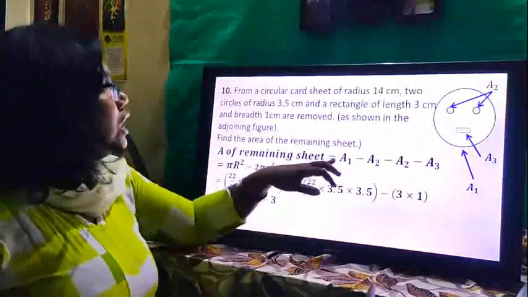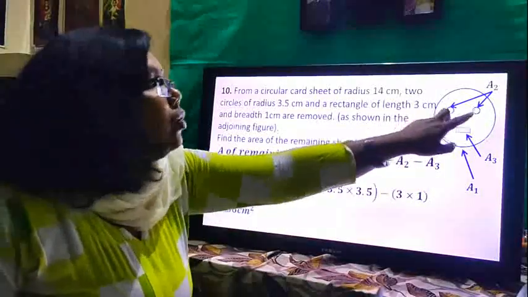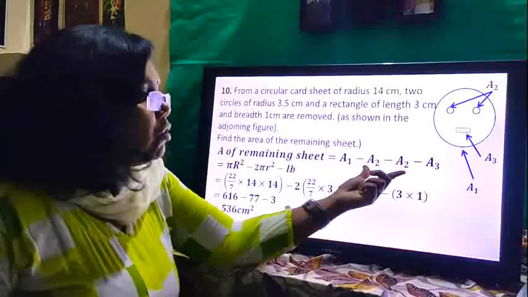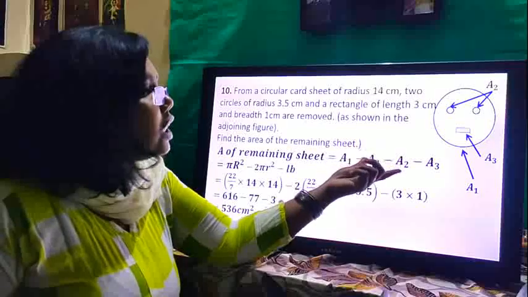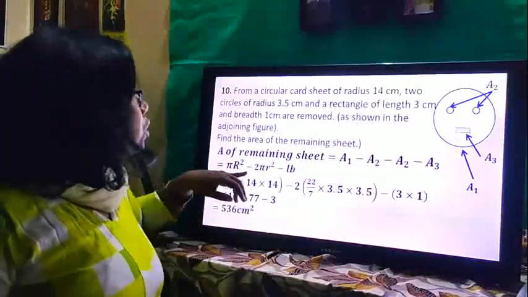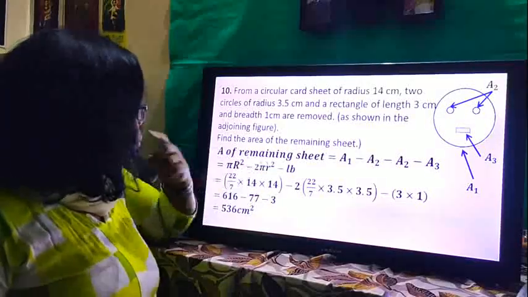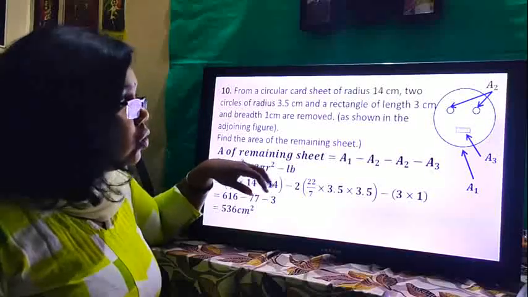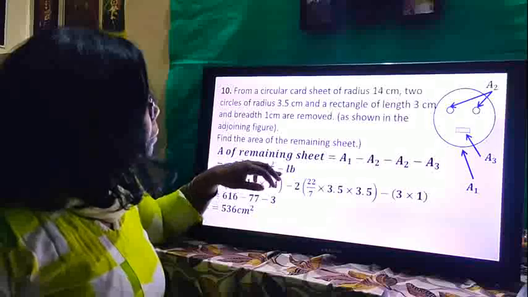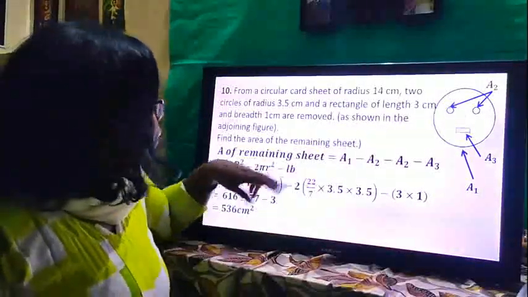So area of the remaining sheet is A1 minus A2 minus A2 minus A3. Why A2? Because two circles are of the same radius, so both of them will have the same area. So we take them as A2. And then A3 is the area of the rectangle. So let's put all the formulas here. Pi r square minus 2 pi r square, because there are two circles, so twice the area, minus l into b. The area of the rectangle is length into breadth.